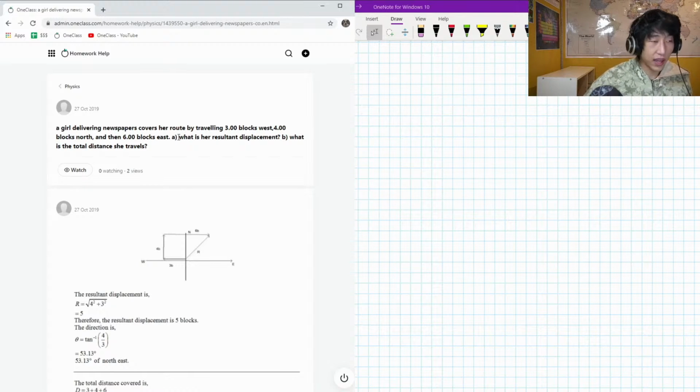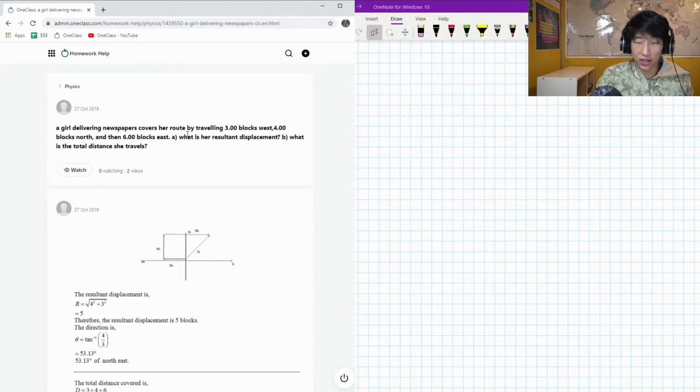Okay, so here we have the next question on the menu today, and it is presenting the situation where we have a girl delivering newspaper covers, and her route is 3 blocks west, 4 blocks north, 6 blocks east, and we're trying to find what is her resultant displacement and the total distance that she has traveled.